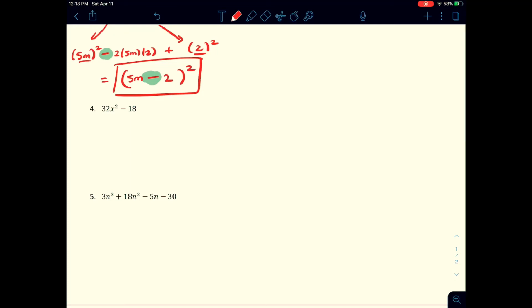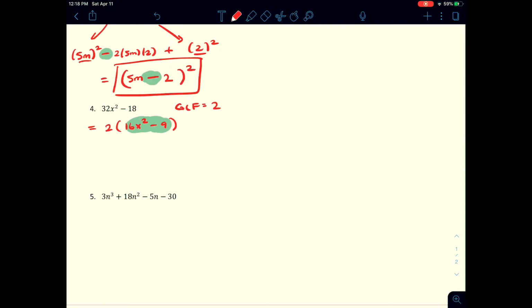My greatest common factor here would just be 2. What I'm going to do is pull out 2, and when I do, I'm left with 16x squared minus 9. And now from here, I notice that what we're going to be focusing on is this binomial.